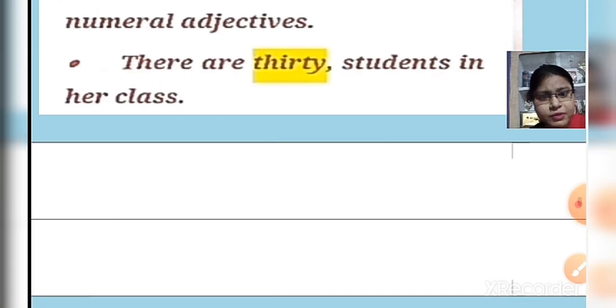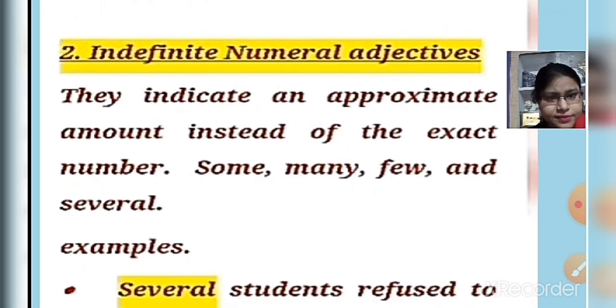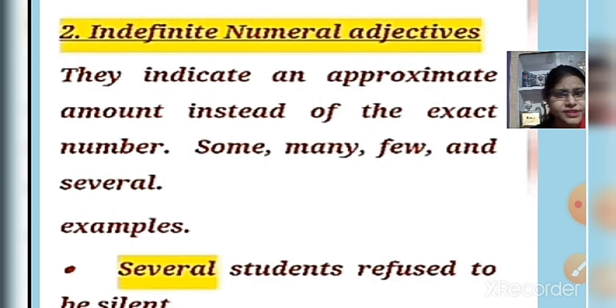Okay, so we will be moving toward the next type, that is indefinite numeral adjective. Okay, what is indefinite numeral adjective, children? The first part we read, that is definite. Definite means exact. Clear? Here we have indefinite. Indefinite means that with the help of indefinite words we cannot know the exact number of anything. We cannot get the exact position of the noun and pronoun. That was definite numeral adjective, definite in number, the exact number, exact place.